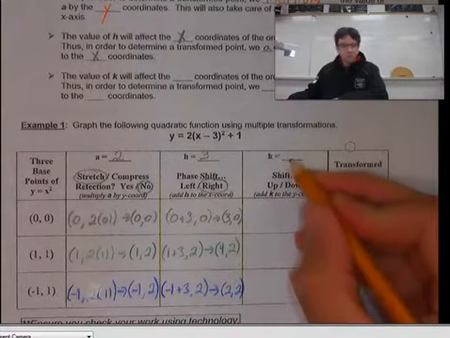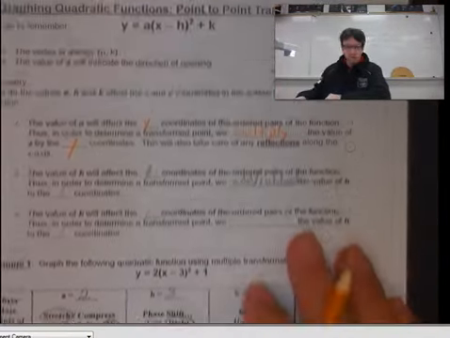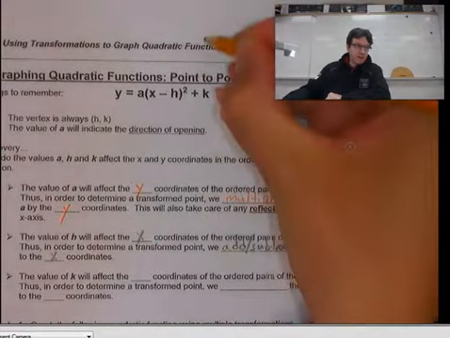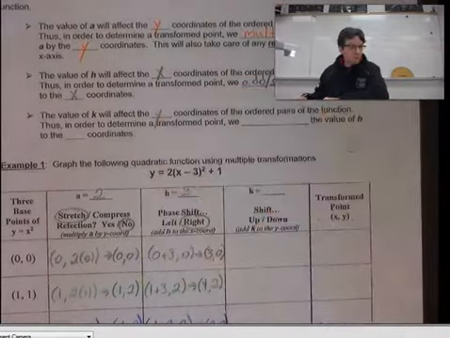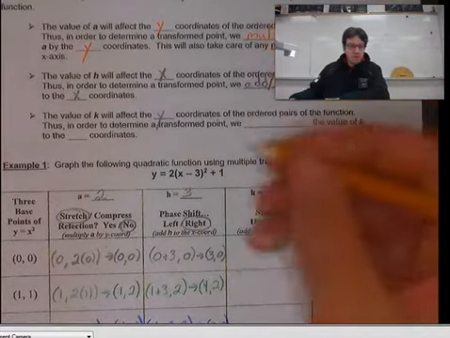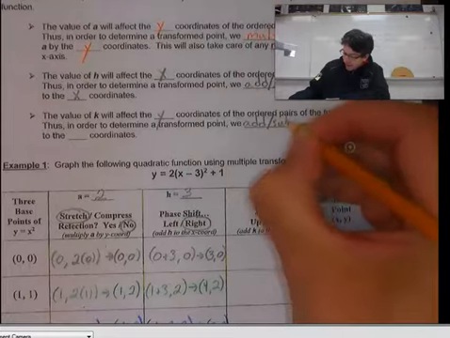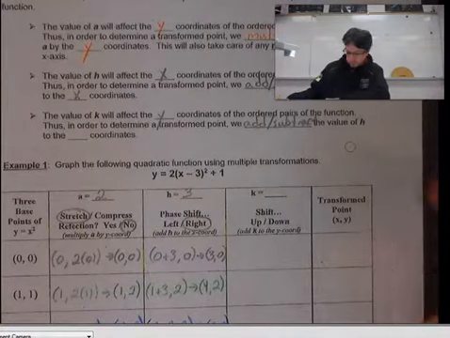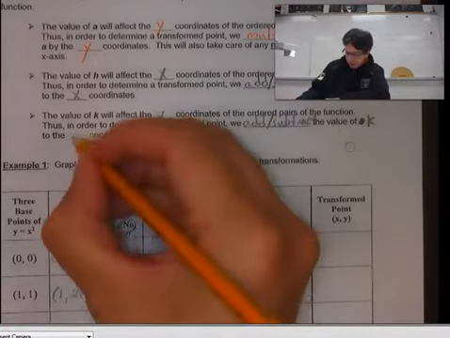But we still need to do a transformation for k. So what does k do? Again, if you remember, k is our vertical transformation. It moves our graph up and down. So k is going to affect the y-coordinate. Since we move it either up a certain number of units or down a certain number of units, we're going to add or subtract that value of k to the y-coordinate.